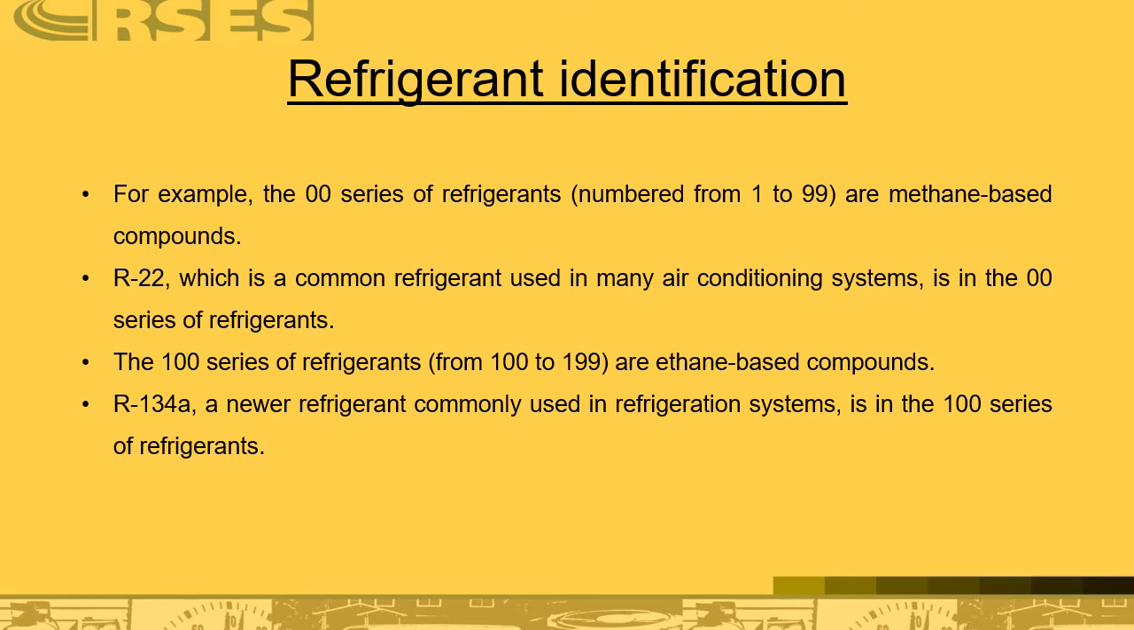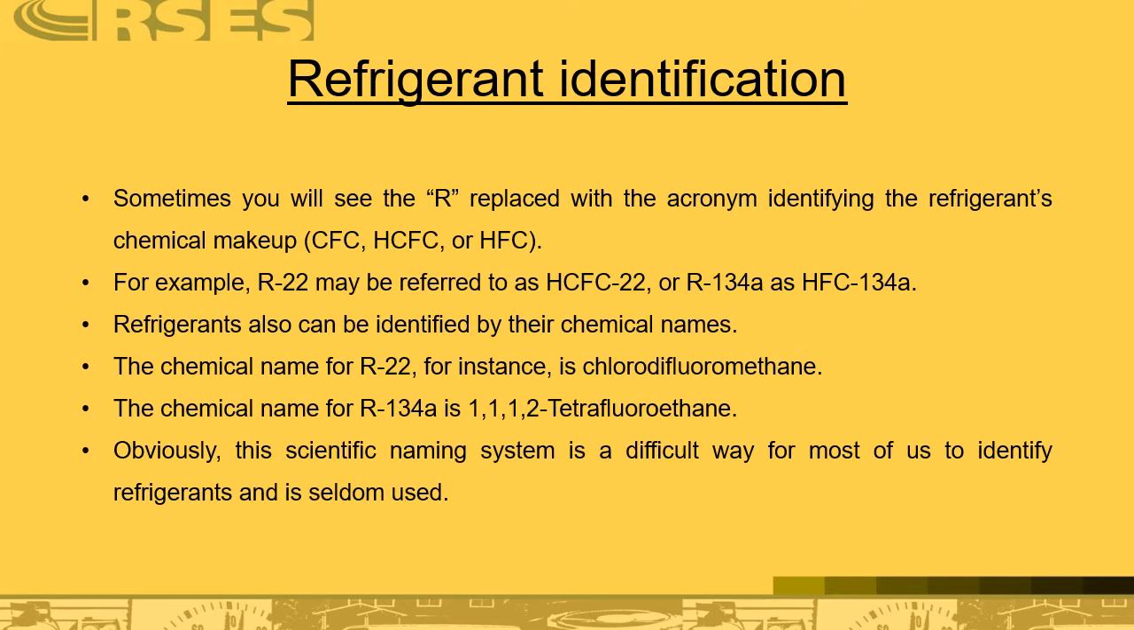The 100 series refrigerants, from 100 to 199, are ethane-based compounds. R134A, a newer refrigerant commonly used in refrigeration systems, is in the 100 series. Sometimes you'll see the R replaced with an acronym identifying the refrigerant's chemical makeup: CFC, HCFC, or HFC. As an example, R22 may be referred to as HCFC-22, or R134A is referred to as HFC-134A.